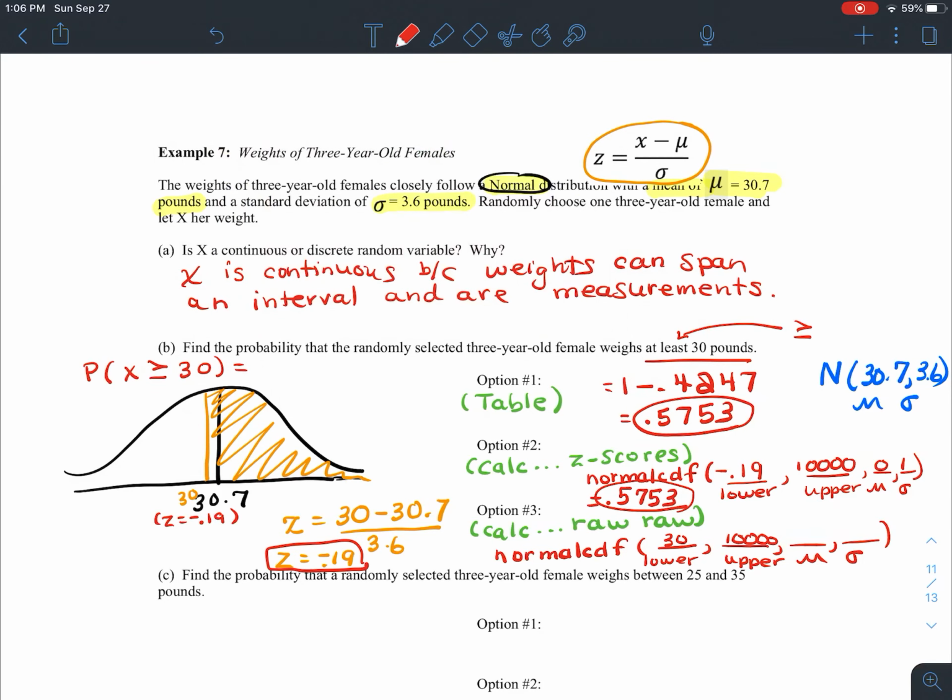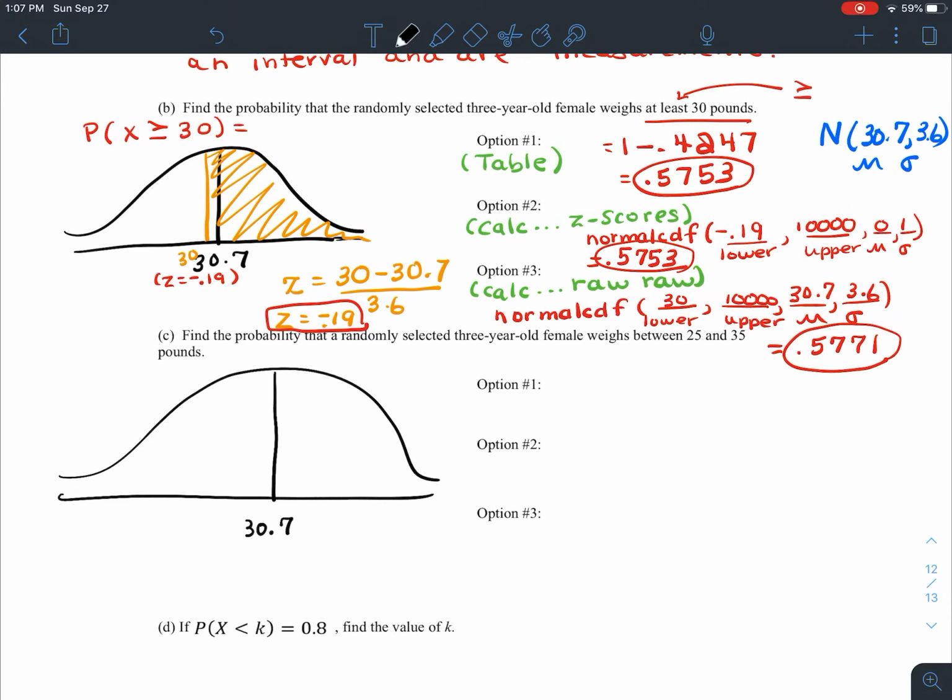And then the mean and the standard deviation that I would use would be the mean and standard deviation that was provided to us in the problem. So that would be the 30.7 from the raw data and the 3.6 from the raw data. Now, if I type that in, I get a slightly different answer than the first two. Actually, this answer is the most accurate because these other z-score values were obviously rounded when we typed these in. But we get something very close, and all three of these would be acceptable. 57.71%.